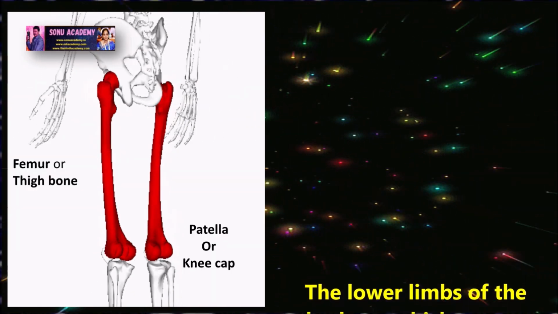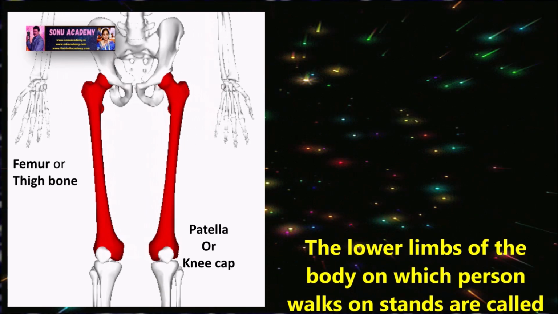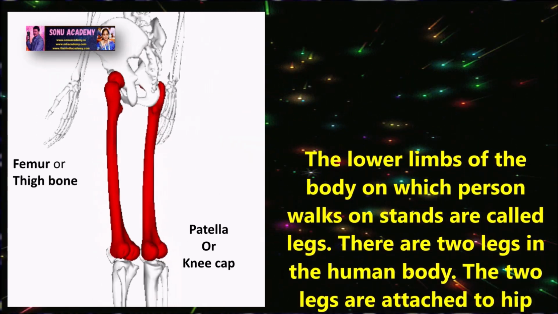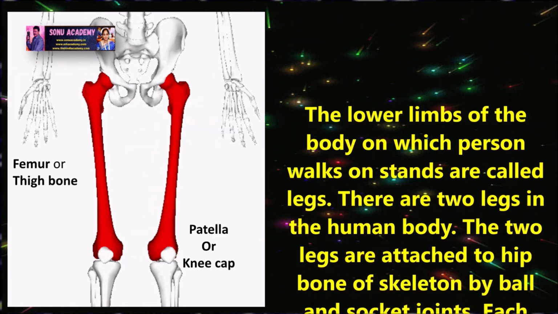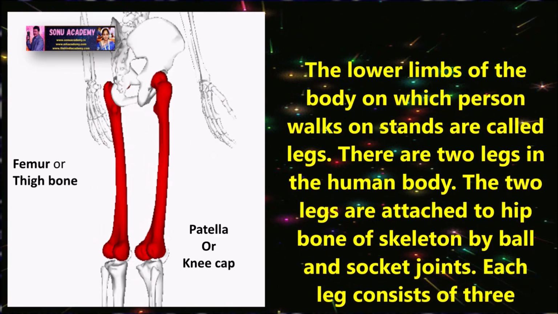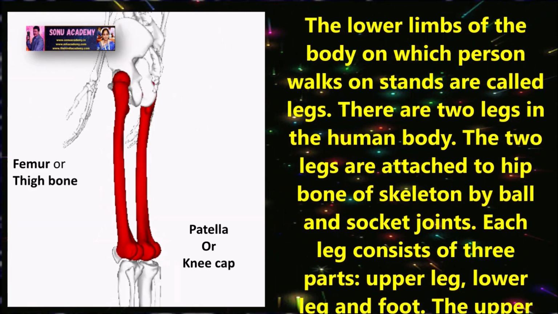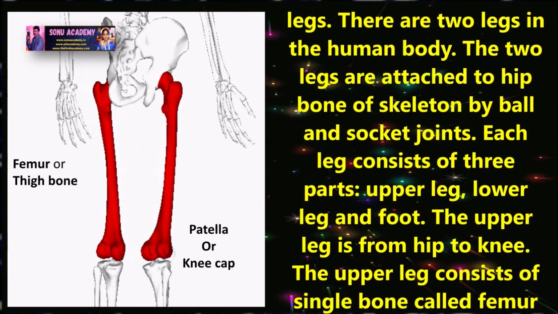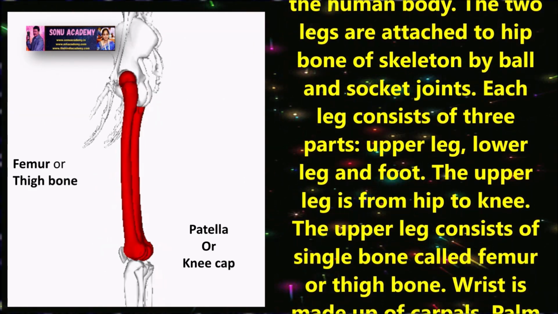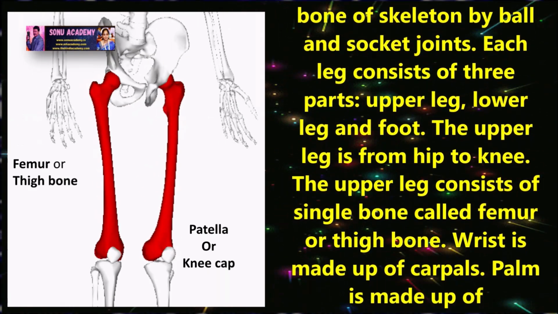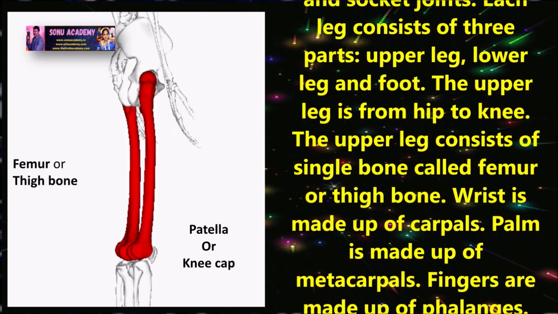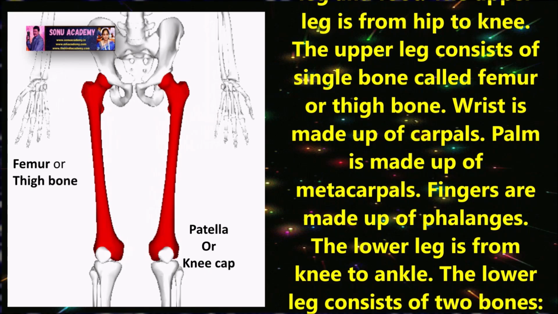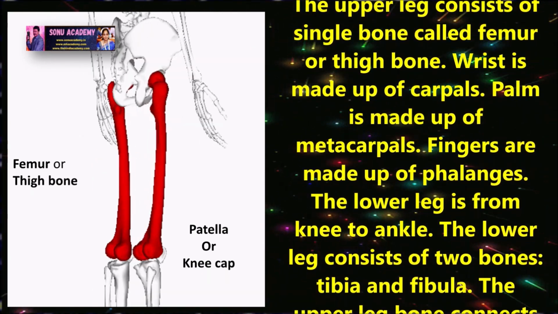The lower limbs of the body, on which a person walks or stands, are called legs. There are 2 legs in the human body. The 2 legs are attached to the hip bone of the skeleton by ball and socket joints. Each leg consists of 3 parts: upper leg, lower leg and foot. The upper leg is from hip to knee and consists of a single bone called the femur or thigh bone. Wrist is made up of carpals, palm is made up of metacarpals and fingers are made up of phalanges.